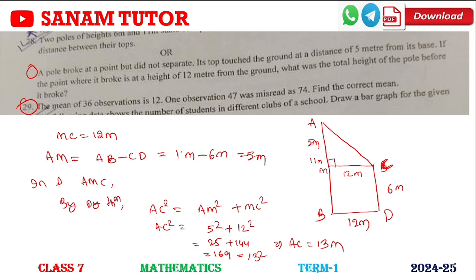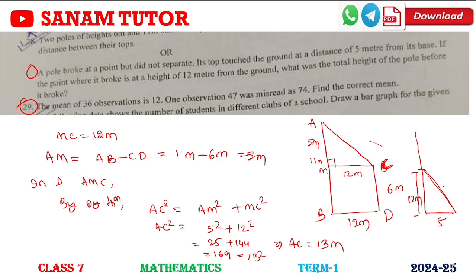So next question. A pole broke at a point but did not separate. Same question. Suppose this is the pole, broke at a point. Suppose this is the point where he broke, and this is the other part, but the broken part touches the ground, and the distance from the pole is 5 meter, this is 5 meter. Then if the point where it broke is at height 12 meter, means this is 12 meter. Question is what is the total height of the pole?